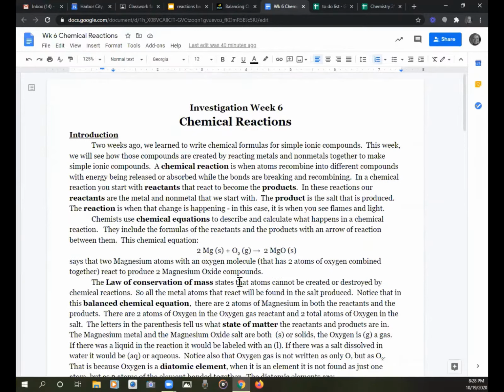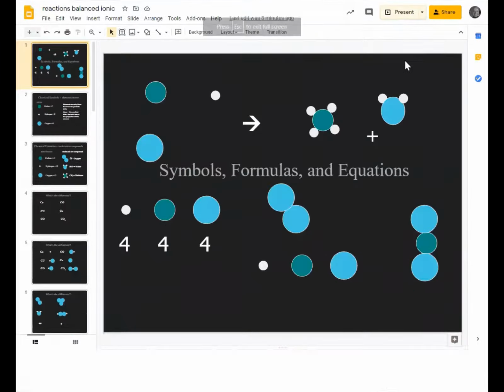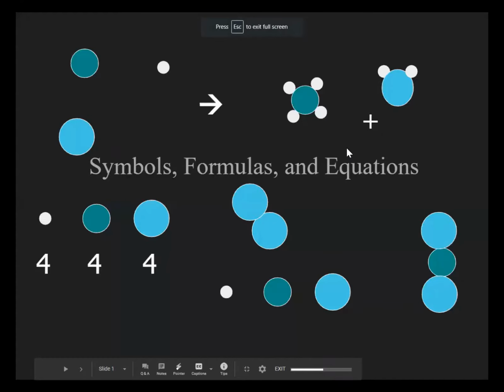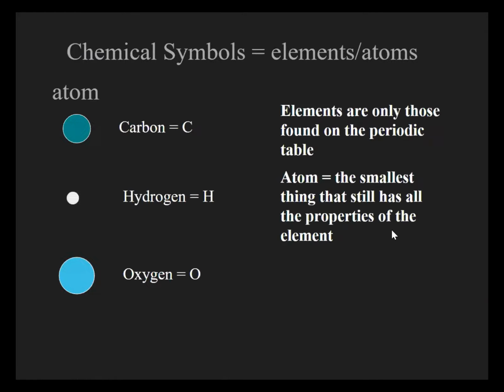Okay, let's get into me trying to explain what in the world this stuff is. Just to give you an introduction to equations and how chemists use symbols and formulas and equations. We've been working with symbols and formulas, but I just thought I'd make it a little bit more structured and then introduce equations to you. So let's look at this just as a review.